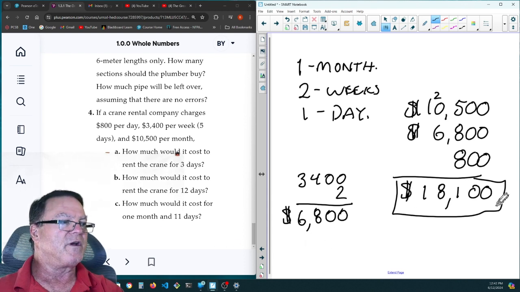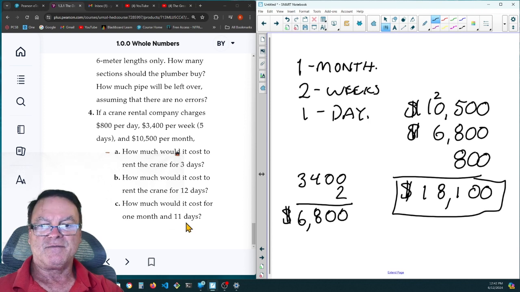But $18,100 to rent the crane for 1 month, 11 days. Okay, very good.